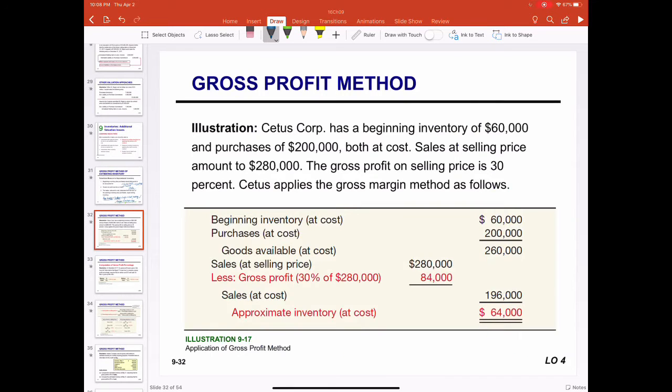This is an example. This exhibit is based on the equation I just showed you. Beginning inventory plus purchases gives the cost of goods available, at cost. Then we use sales revenue minus gross profit, so we get the sales at cost, or cost of goods sold. The difference between goods available and cost of goods sold is the ending balance of inventory.